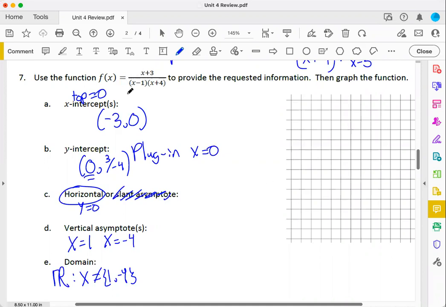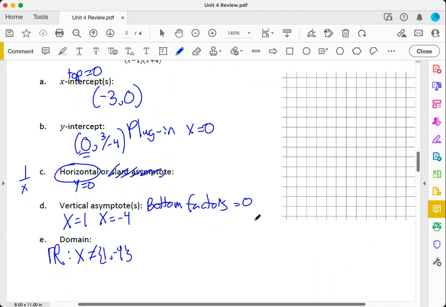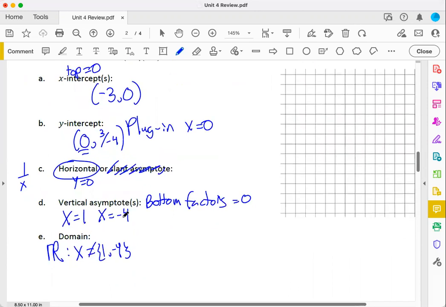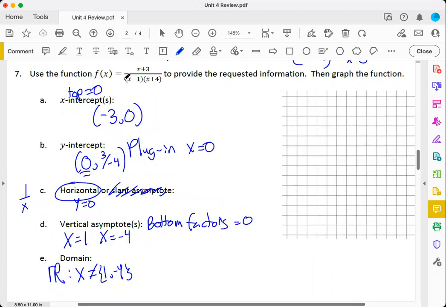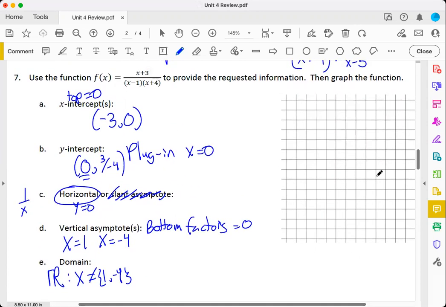The bottom degree is greater than the top, so it's just to kind of think of it as like 1 over x. That's a pretty typical baseline to fall back on if you forget those rules, because this has a horizontal asymptote of y equals 0. Vertical asymptotes are based off of the bottom factors when they're set equal to 0, and these are linear lines. And then the domain is all real numbers with the exception that x can't equal 1 or -4, because if x equals 1 or -4, this whole function becomes undefined, and that's no bueno. Hope that this was helpful.